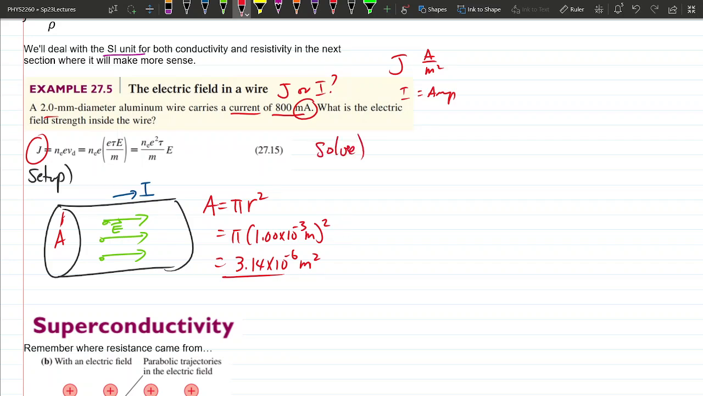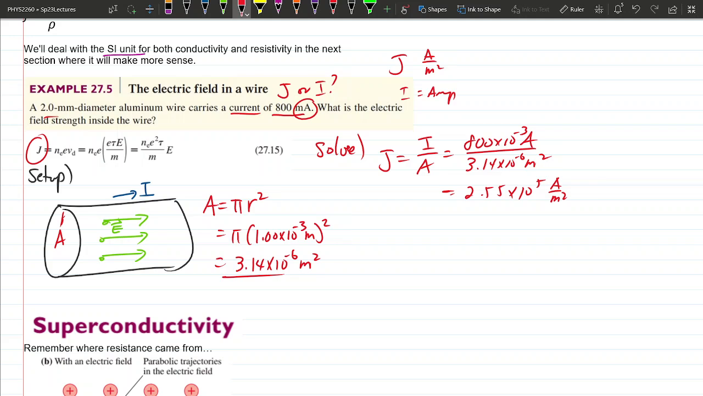So this is more of the solving part. J is the current divided by the area. So this is 800 times 10 to the negative 3 amps divided by 3.14 times 10 to the negative 6 meters squared. And this is where a calculator is useful. 800 e to the negative 3 divided by 3.14 e to the negative 6. Then you get 2.55 times 10 to the 5, and this will have units of amps per meter squared.